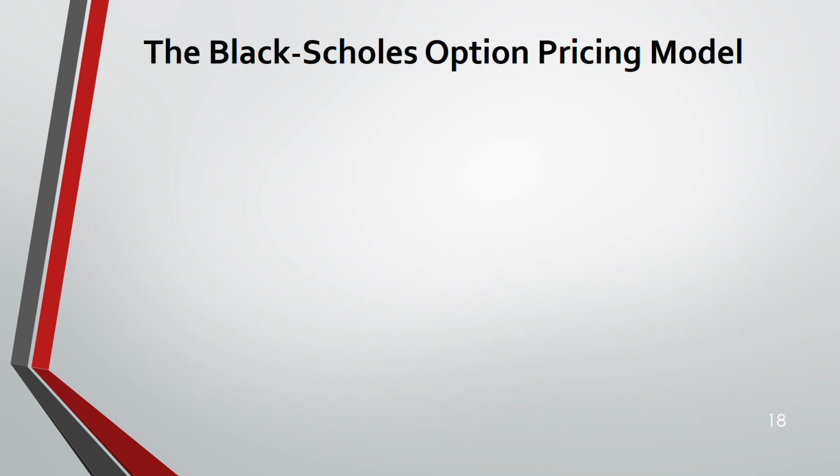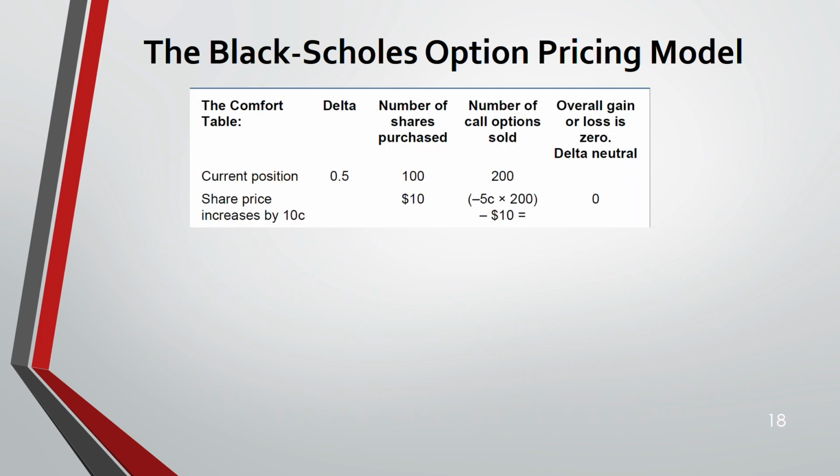Understood? This is the table if you're not understanding. Delta current position is 0.5. Share price was 100. Now share price increases by 10 cents, only the increased amount, okay? Number of call options sold: earlier, what was your position? 200. Now because share price increases, you're losing 5 cents, because you're selling the option. So 5 cents into that 200.